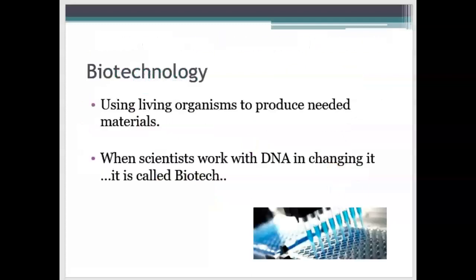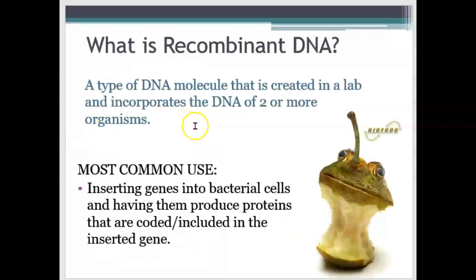For biotechnology, we use living organisms, like bacteria, to produce materials that we need in bulk because they can make it faster. For example, we're going to be talking about recombinant DNA. If you look at the word recombinant, recombine, we're combining two different versions of DNA into one molecule, and we do that because it's more efficient to produce the proteins that we're looking to mass produce.